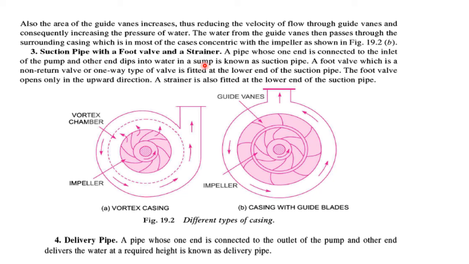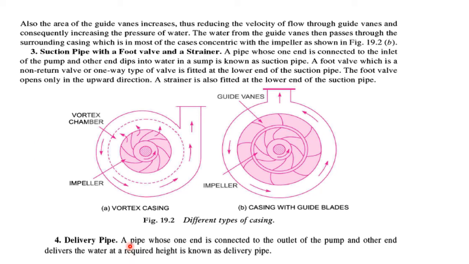Suction pipe with a foot valve and a strainer. A pipe whose one end is connected to the inlet of the pump and the other end dips into water in a sump is known as the suction pipe. A foot valve, which is a non-return valve or a one-way type of valve, is fitted at the lower end of the suction pipe. The foot valve opens only in the upward direction. A strainer is also fitted at the lower end of the suction pipe.